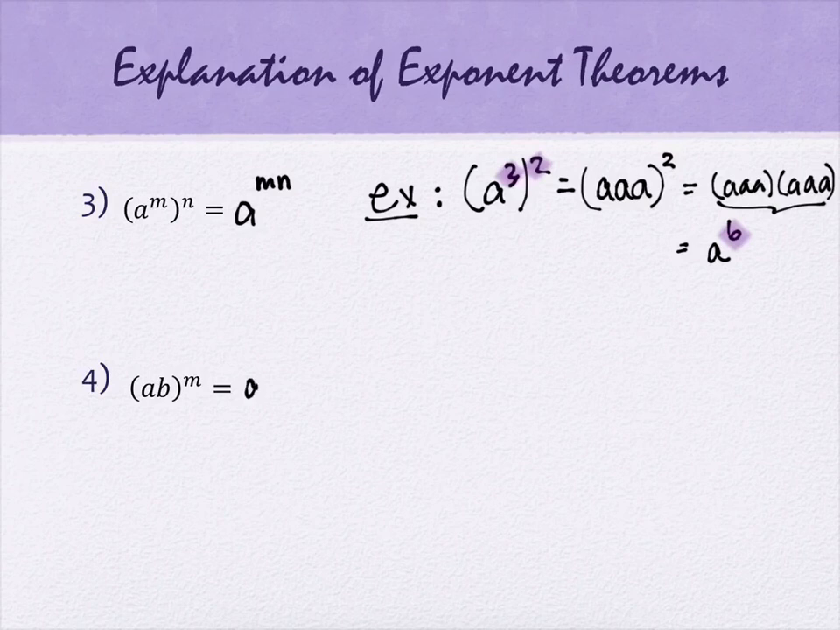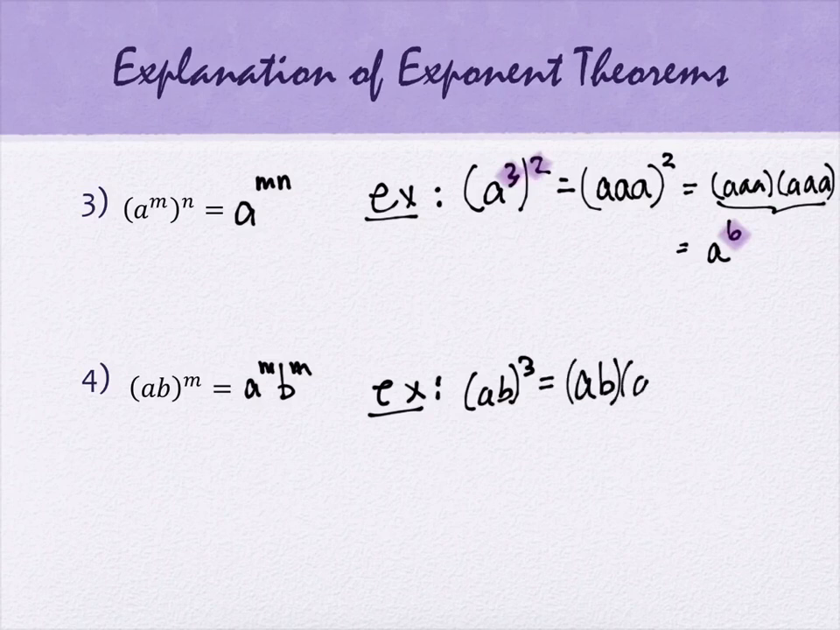The last one says that I'm able to distribute the exponent. So we're going to do ab cubed. So ab cubed means that I have ab times ab times ab. Agree? How many a's is that? 3, so that's a cubed. And the number of b's is 3, so it's b cubed.